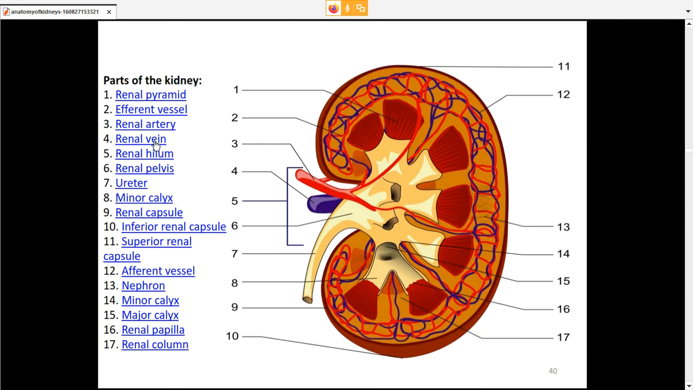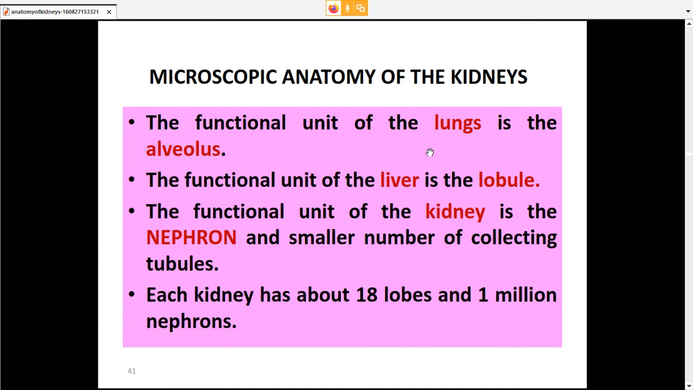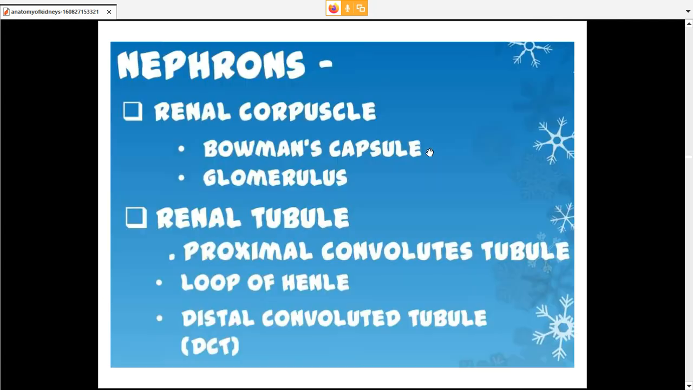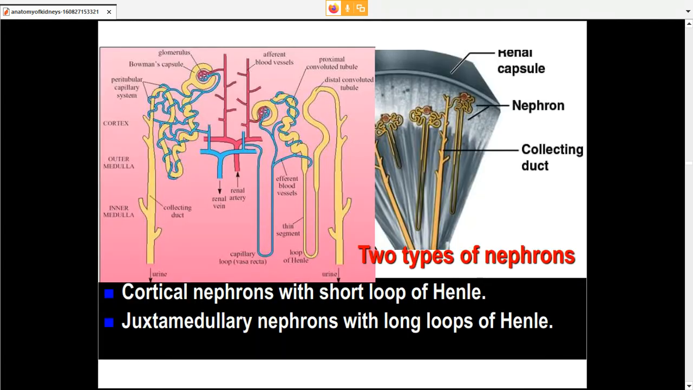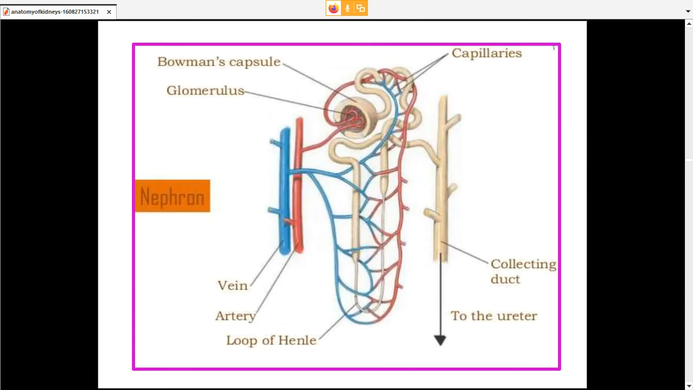You can see the renal artery. The renal artery is going to divide into the segmental, then interlobar, arcuate, and interlobular arteries. So this is the microscopic anatomy. This is not necessary for you, but here you can see how the reabsorption process takes place.